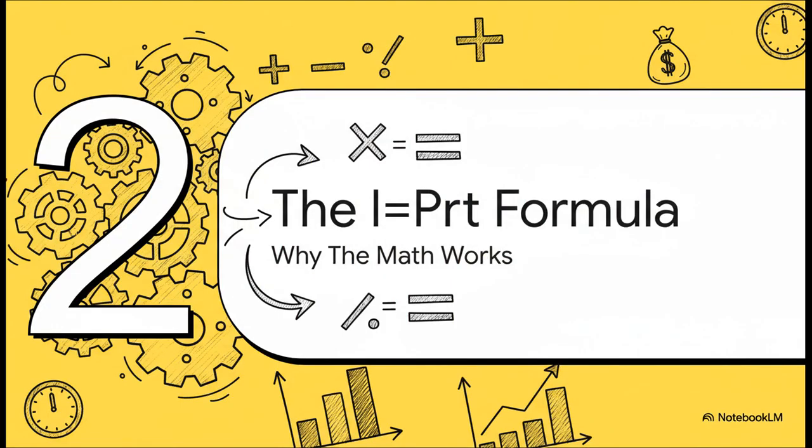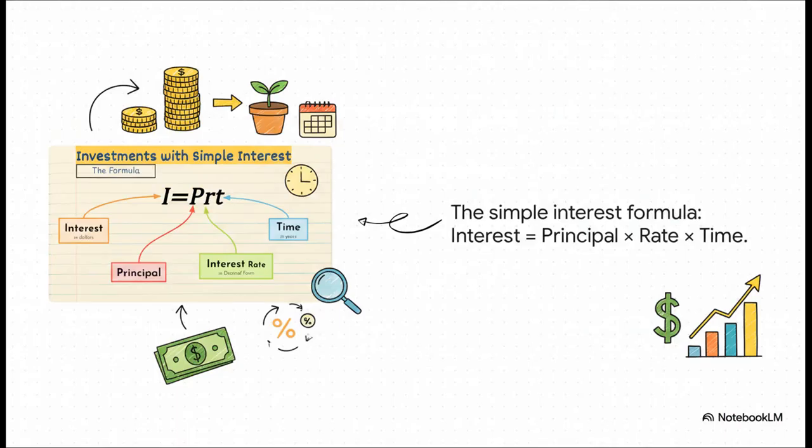So how do we figure all this out? Well, lucky for us, there's a really simple formula that does all the heavy lifting. Let's take a look at why it actually makes sense. The formula is just I = P × R × T.